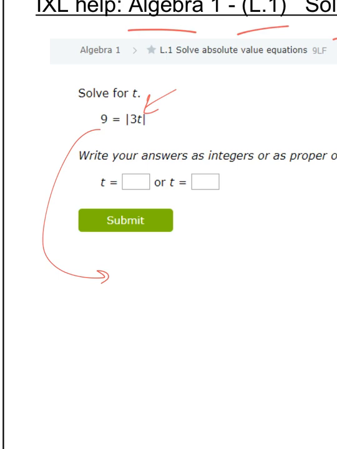First thing I would do in this one, realize that the absolute value is on the right side. Again, I just like it on the left side. So I'm going to rewrite this and get it on the left side just like this: 3t inside the absolute value equals 9.